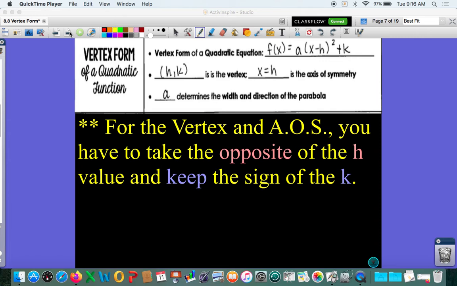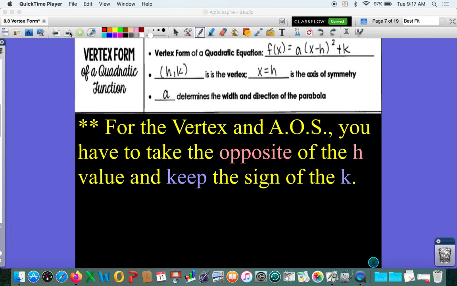A determines the width and the direction of the parabola. We know that. We've talked about that. A determines whether your parabola opens up or down. The width is something we'll get to tomorrow in the next lesson. Okay? For the vertex and the axis of symmetry, you have to take the opposite of h and keep the sign of the k. Okay?